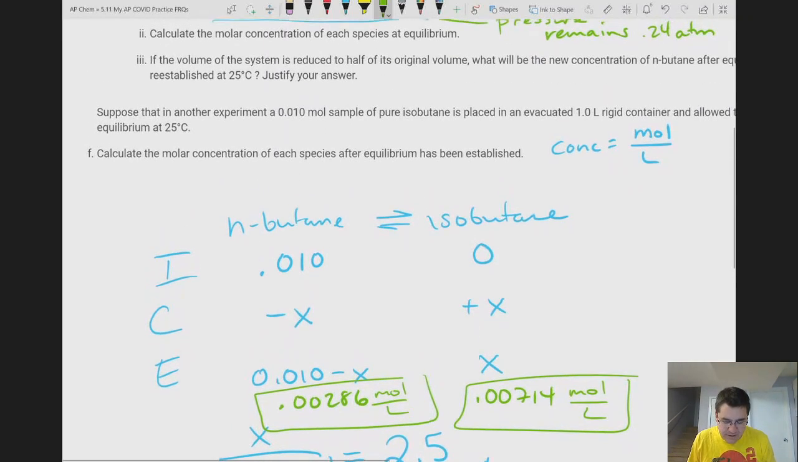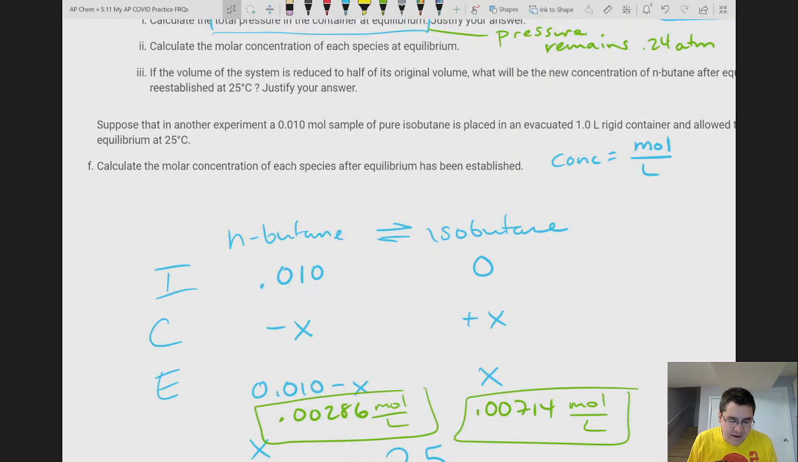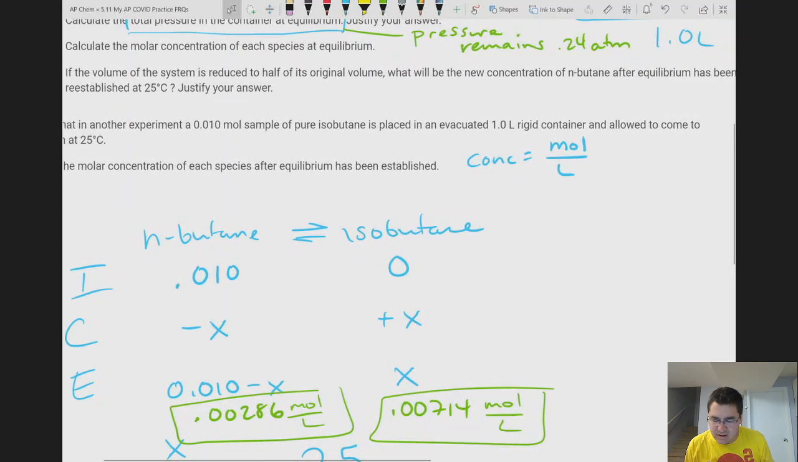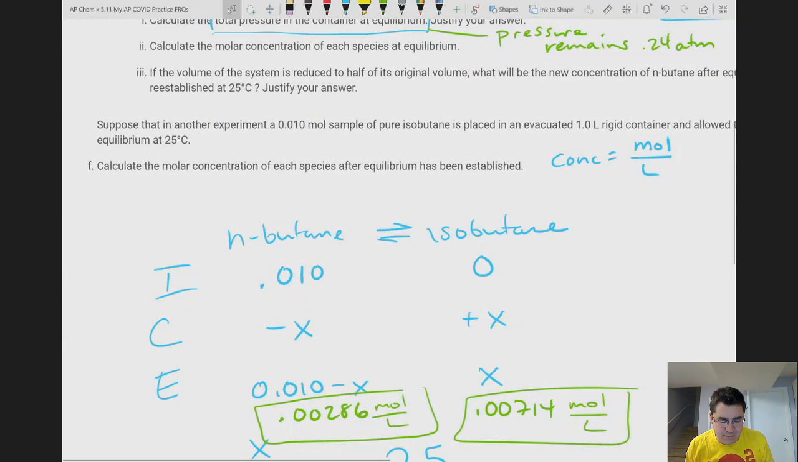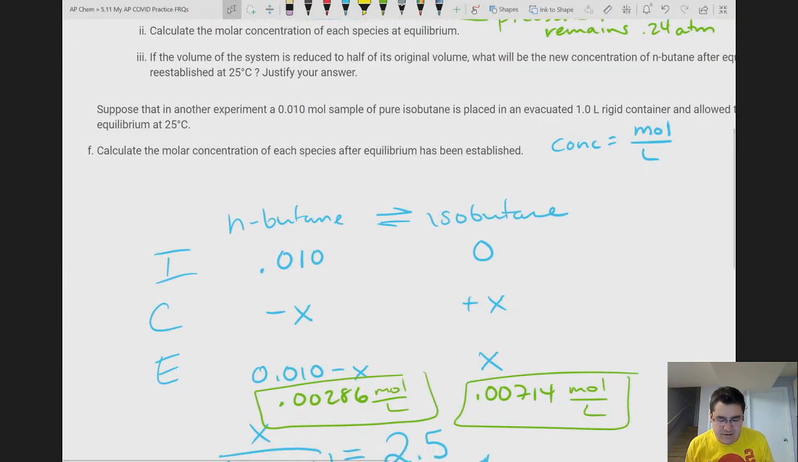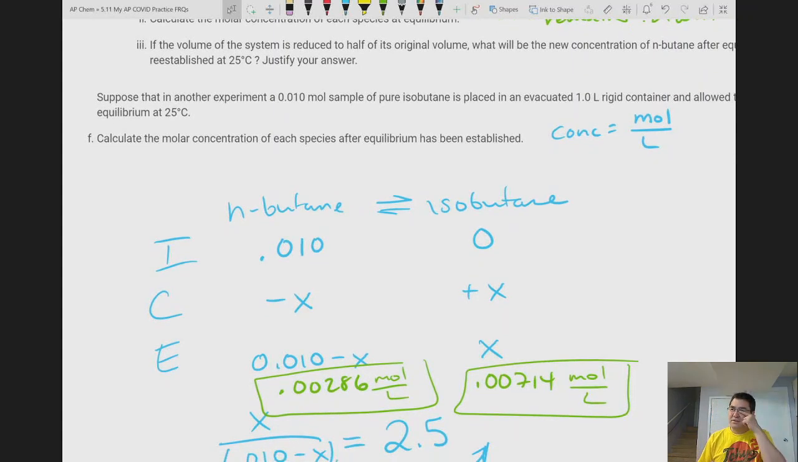And then part three says if the volume of the system is reduced to half of its original volume, what will be the new concentration of n-butane after equilibrium has been reestablished at 25? Justify your answer. So by reducing the volume, I don't think pressure and volume should have any effect, because what will cutting the volume in half, like basically making it smaller, do to the pressure?